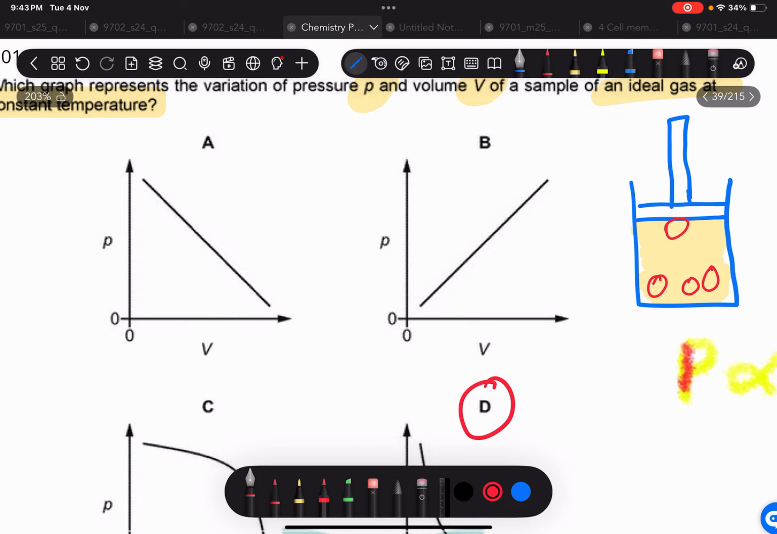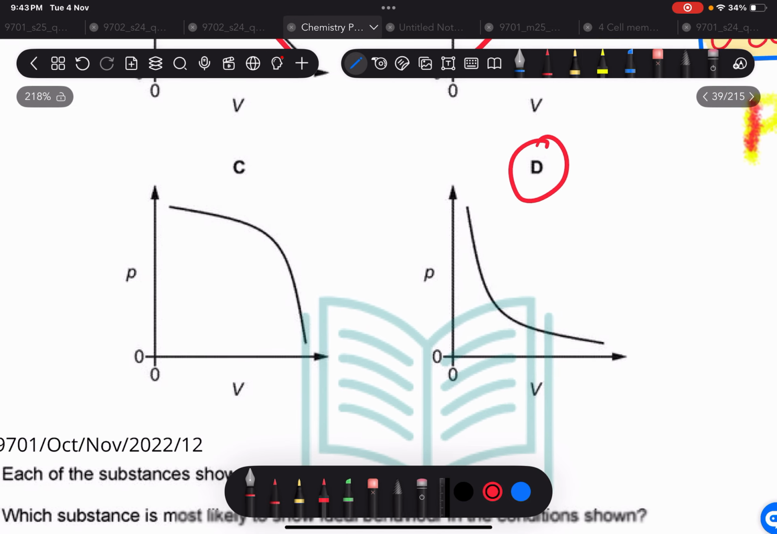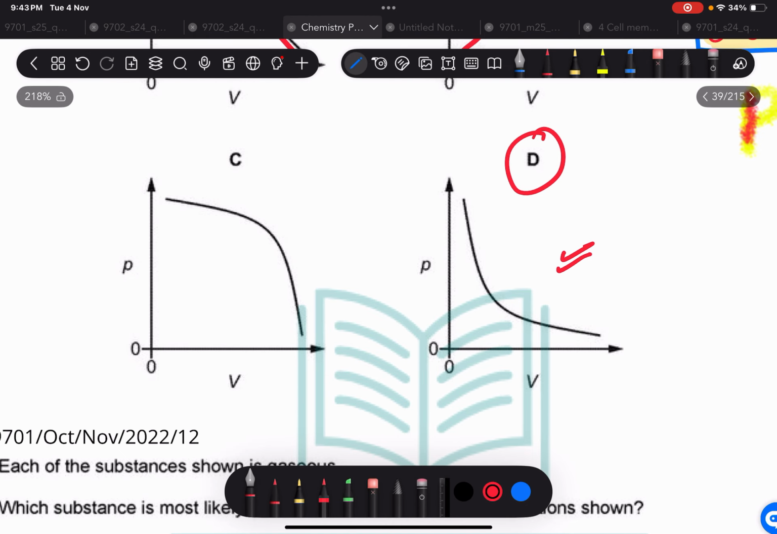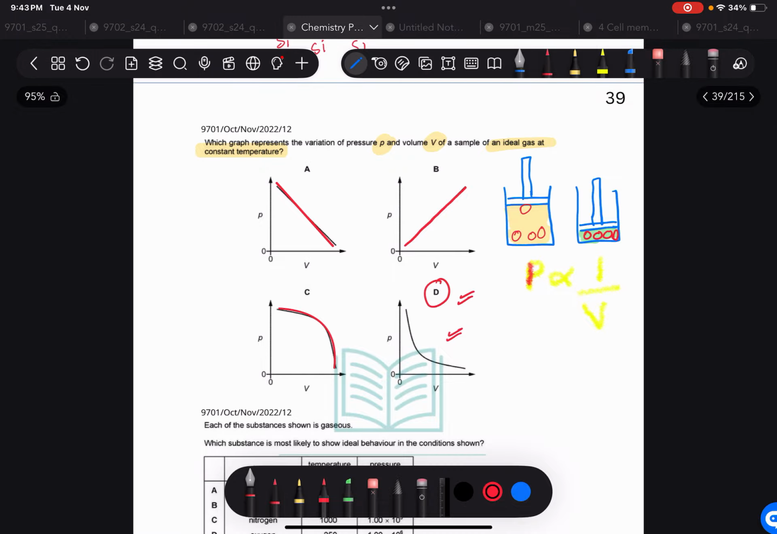Graph B shows a direct relation. Graph A shows a linear relation, a linear decreasing relation. It's a linear relation. It's not an inverse relation. This graph shows inverse relation. And this one again is a different type of relation. This is the inverse relation graph, and you should learn it by heart, I think.